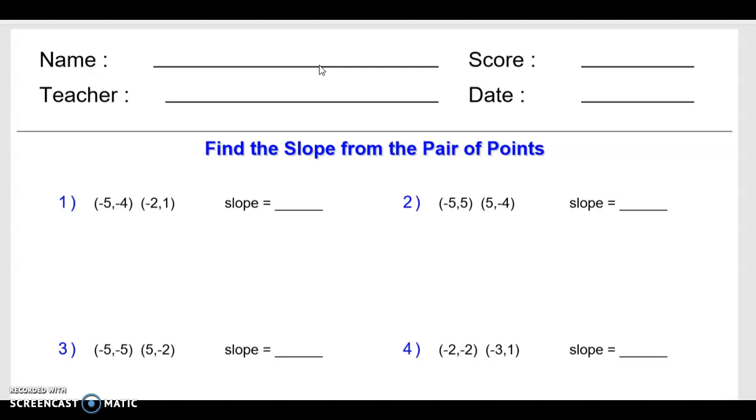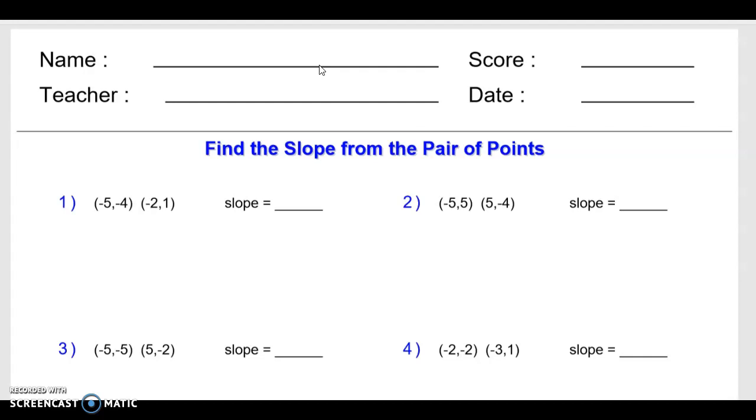So today we're going to talk about finding the slope of a line from a pair of points. You're given two points and asked to find the slope. So how do you do that? First thing you need to know is the formula.